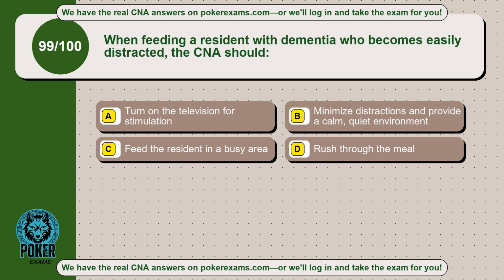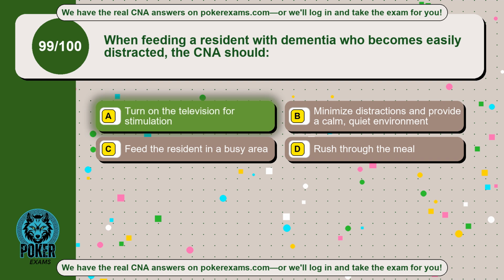Question 99. When feeding a resident with dementia who becomes easily distracted, the CNA should: Option A, turn on the television for stimulation. Option B, minimize distractions and provide a calm, quiet environment. Option C, feed the resident in a busy area. Option D, rush through the meal.